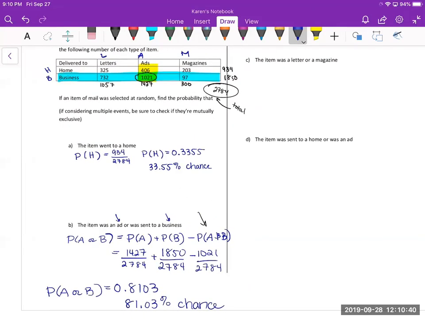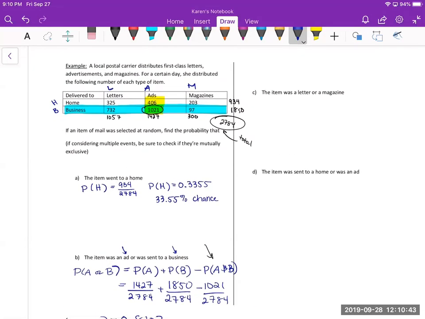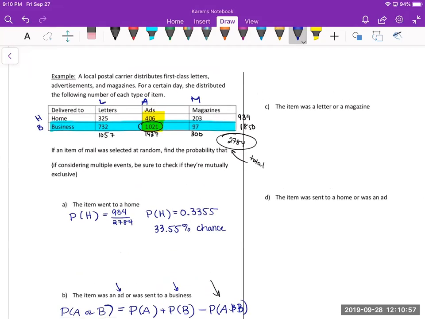Let's look back at this again. So the next part is, what is the probability the item, this is letter C now, was a letter or a magazine? A letter or a magazine. So again, we do have the probability it was this or that. So we do need to ask ourselves, is this mutually exclusive? Could I take a piece of mail that was both a letter and a magazine? And in this case, no, this cannot happen. So we're not going to have to subtract out any repeats.